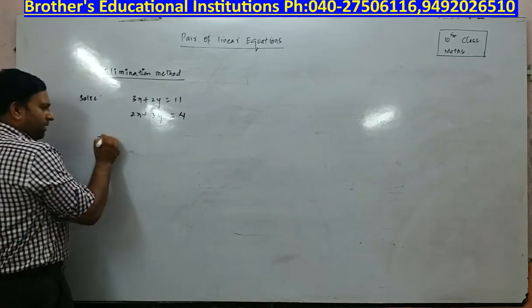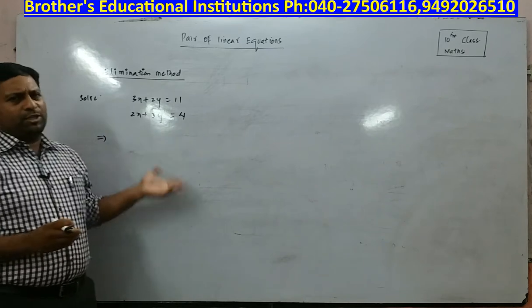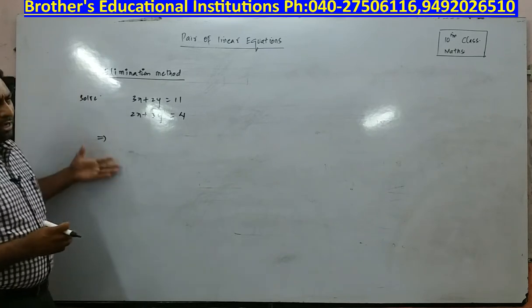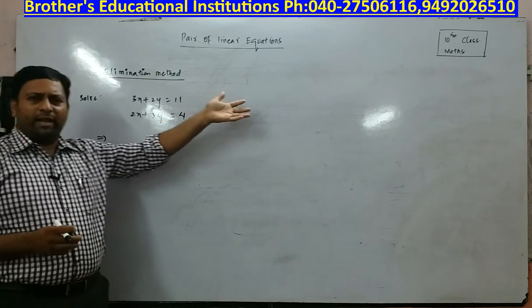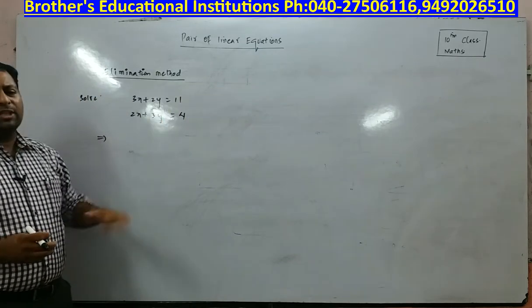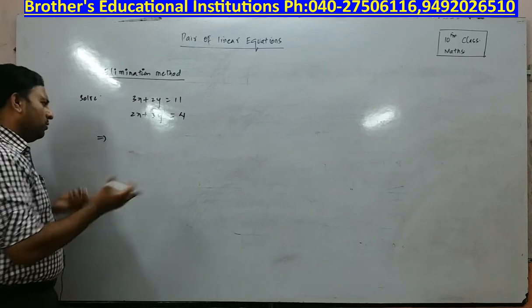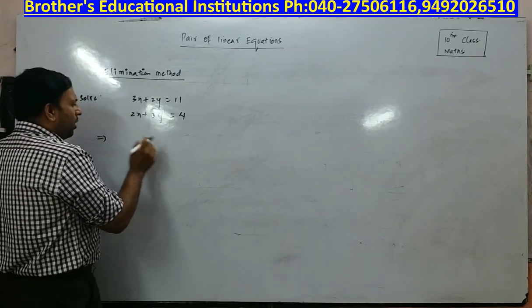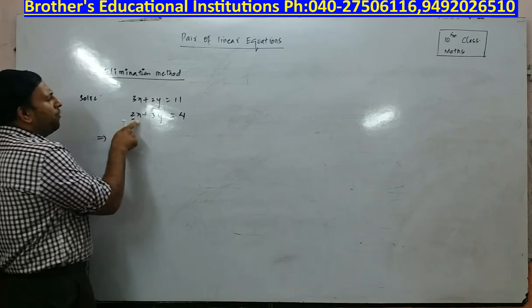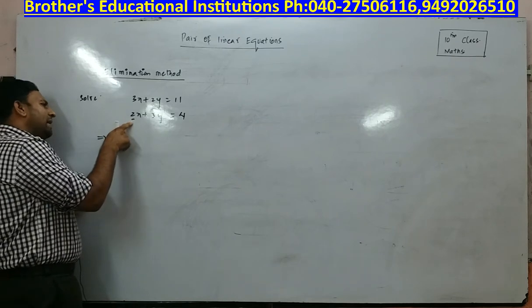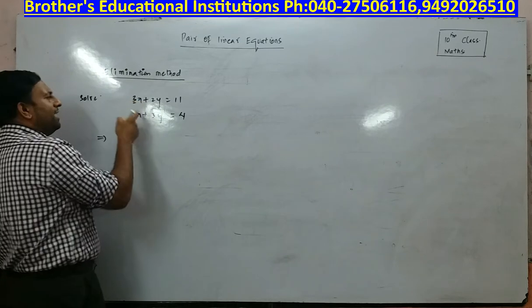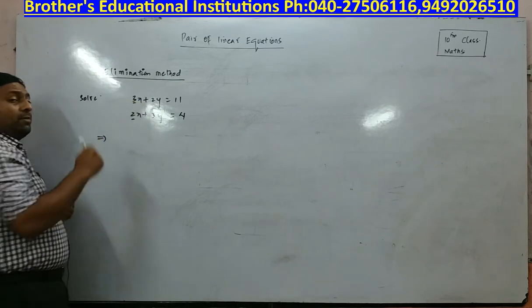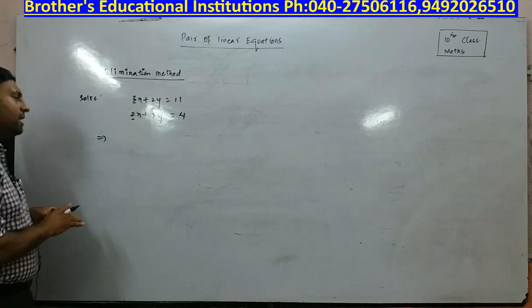Now, when you are dealing with elimination method, you decide what you want to eliminate. Whether you want to eliminate x, then you will get y. And if you eliminate y, then you will get x. So I will try to eliminate x. Whatever is the coefficient of x here, 2, I will multiply to the first equation. And whatever is the coefficient of x here, 3, I will multiply to the second equation. This is the technique, right?